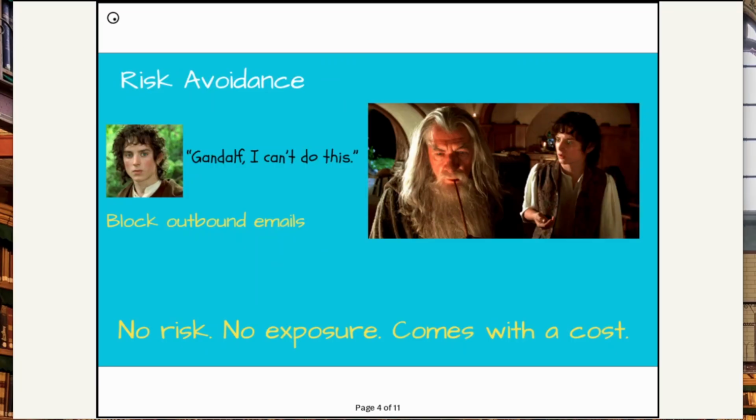The second one is risk avoidance. Frodo admits to Gandalf that he can't do it, that he doesn't want to take the risk. There is no exposure as well because he's not taking the risk, but that comes with a cost. And what is the cost? Somebody still has to take the ring and destroy it in Mount Doom.